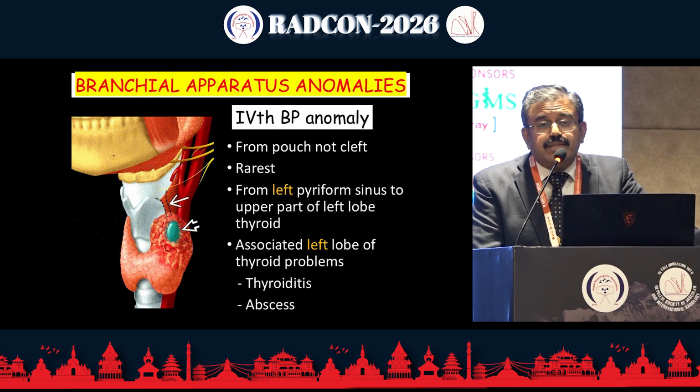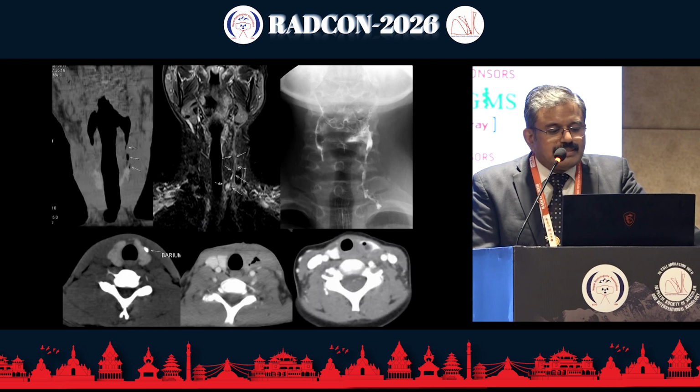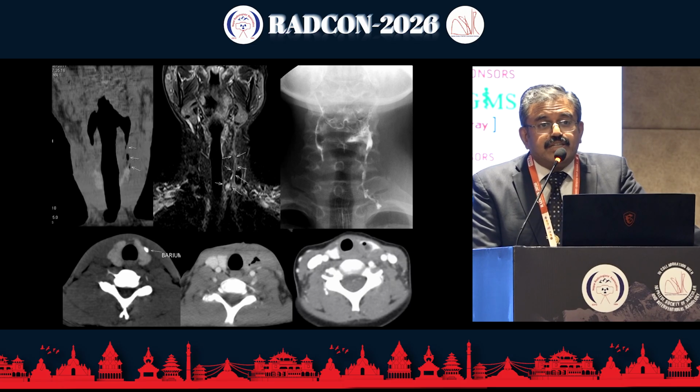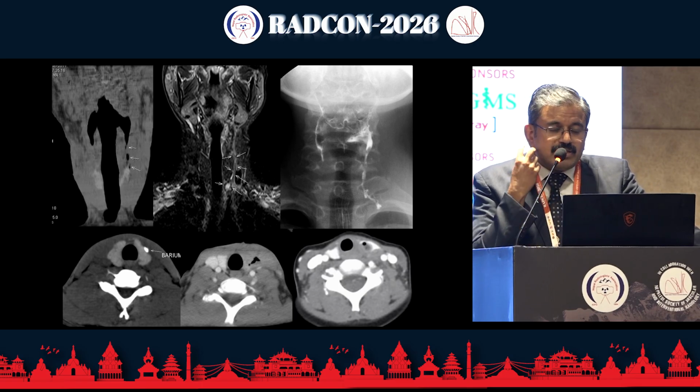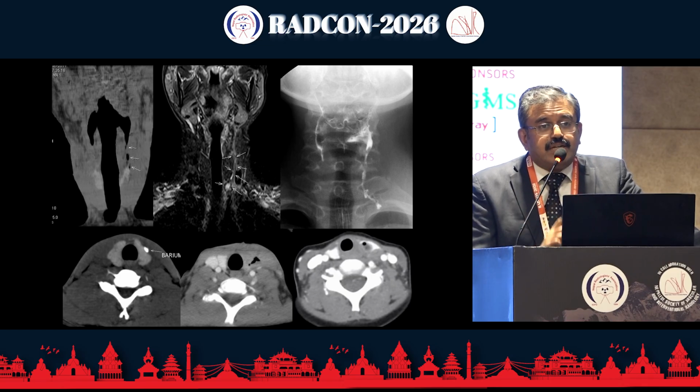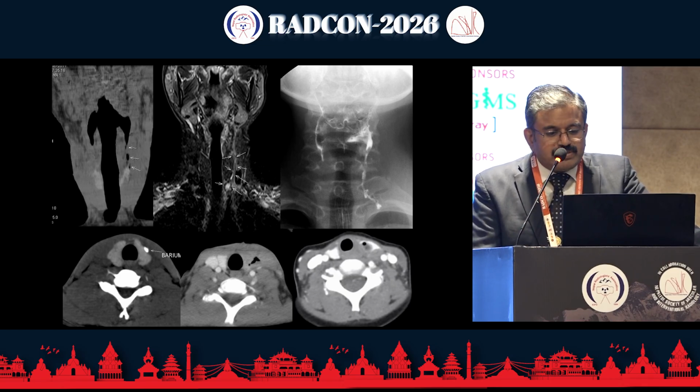Most commonly, this 4th branchial cleft cyst is seen on the left side. And here is one example. The 3rd and 4th branchial cleft cysts may communicate with the pyriform sinus. So between the pyriform sinus and the left lobe of the thyroid, you get the 4th branchial cleft cyst. So there is a sinus here. On barium studies, you can see the contrast entering into the thyroid tissue, thereby producing recurrent thyroiditis. When you get recurrent thyroiditis or parotitis, you have to consider type 1 and type 4 branchial cleft cyst.